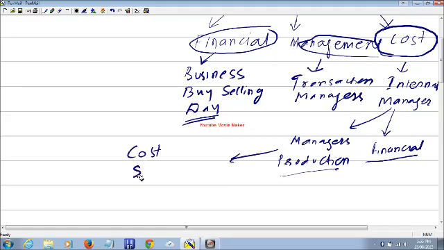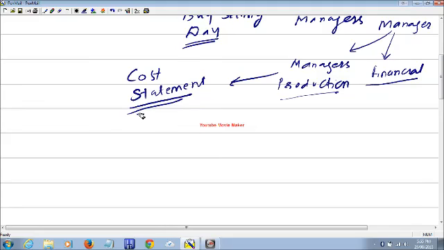Now, why do the financial and production departments require this statement? There are different kinds of cost statements which are made. Why are these cost statements useful? Cost statements give us the different kinds of costs which are required for the production of different things.